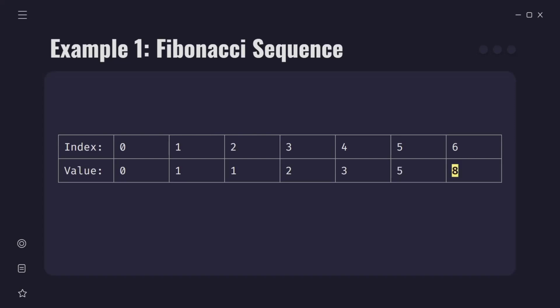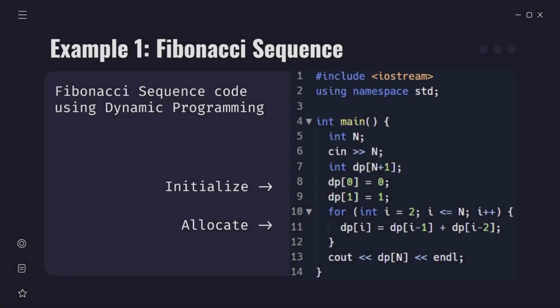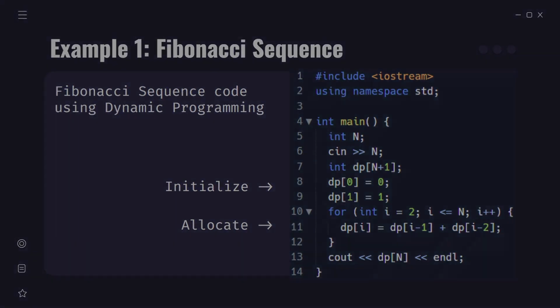Once we reach index n, we find the answer to the original problem, which in this case is 8 at index 6. Here's the code in C++. After taking the input, we initialize the first two values and then loop through the rest of the table, filling in values accordingly. Finally, we return the value at index n as the answer.